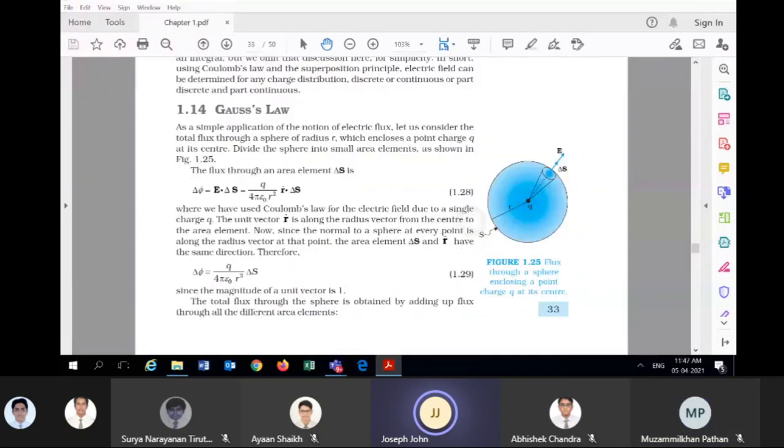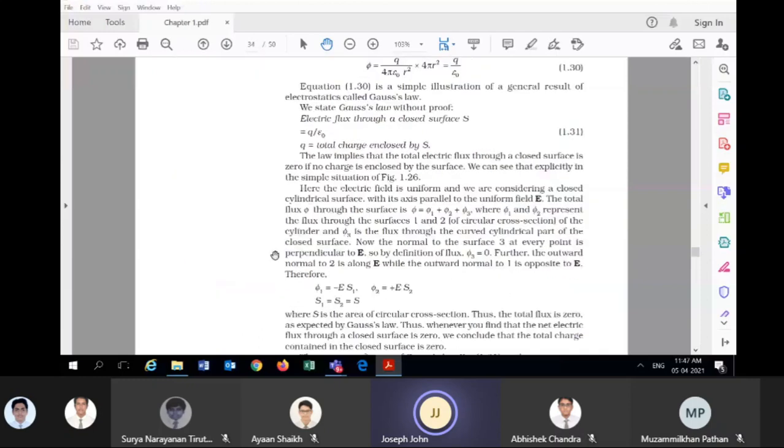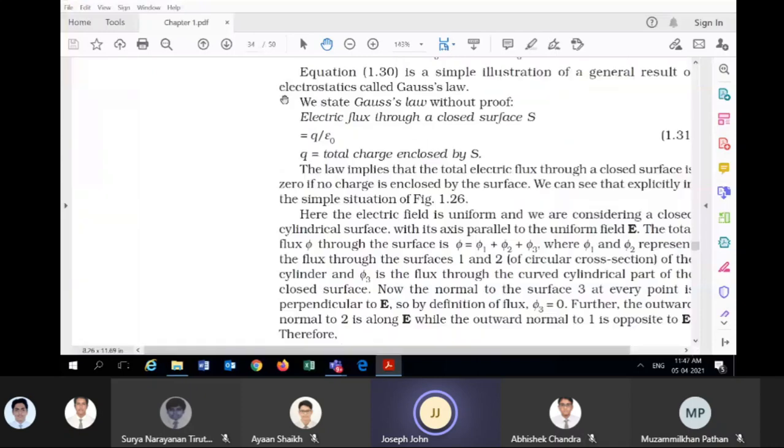This is the mathematical part. Can you write down this also, please? Electric flux, this is the statement. Muzammil, can you hear? Even if you write this, you will get the full mark. But I give the statement, make it clear. So, sir, do we note this down also? Yeah, it's also okay. Electric flux through a closed surface S equals Q by epsilon 0, where Q is the total charge enclosed by S.